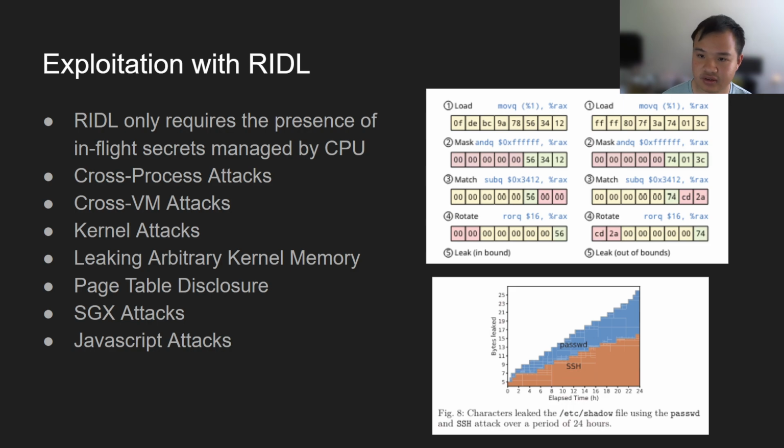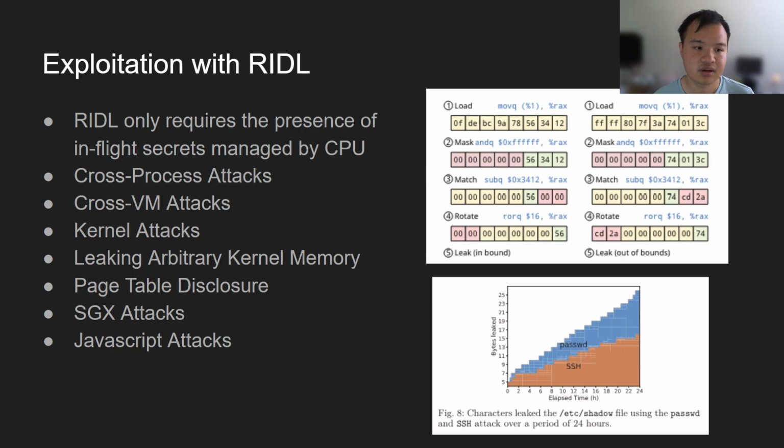In the bottom figure, and this is an empirical result, we repeatedly invoke the password command from an unprivileged user, and eventually, in that line fill buffer, the authors were able to recover the root entry in a matter of 24 hours, like 26 bytes in 24 hours.